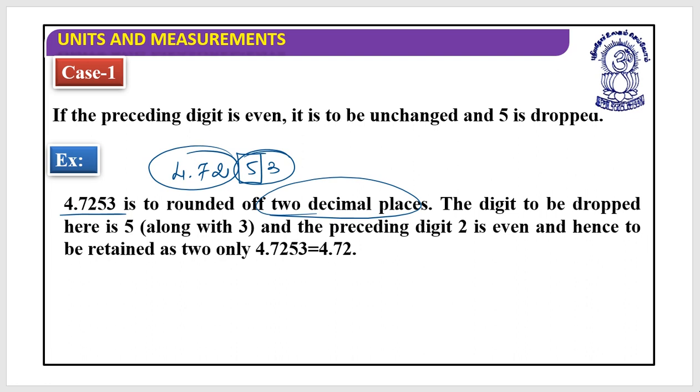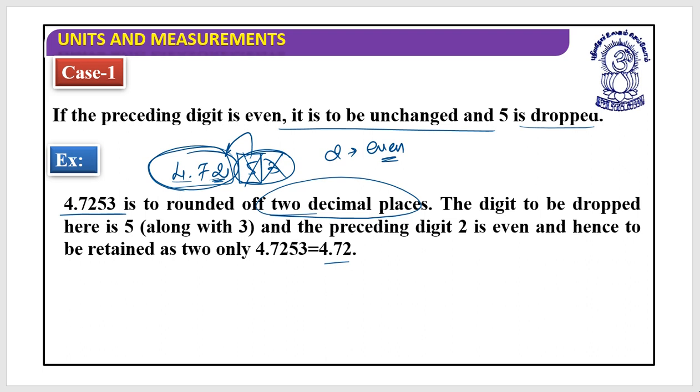So I need to apply a rule to drop a 5. When I drop a 5, I need to check the preceding digit of 5, which is a 2, and 2 is an even number. So when I drop a 5 whose preceding digit is an even number, that number is to be unchanged and 5 is dropped. So 4.72, 5 can be dropped, 3 already being dropped, and this number remains unchanged. So this is 4.72.